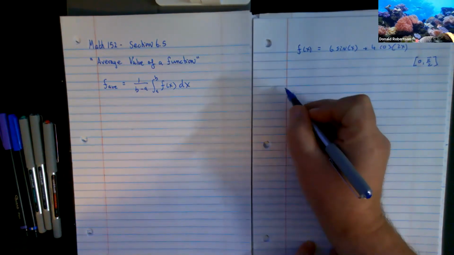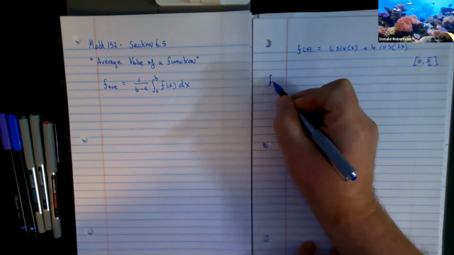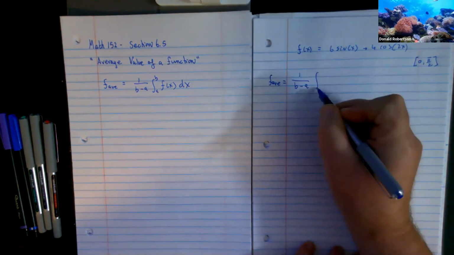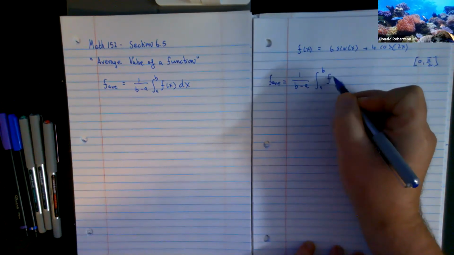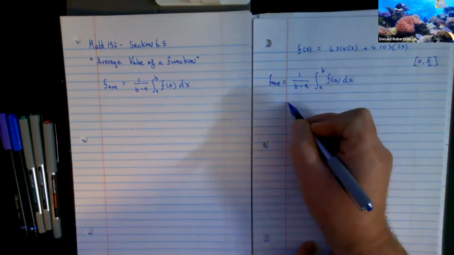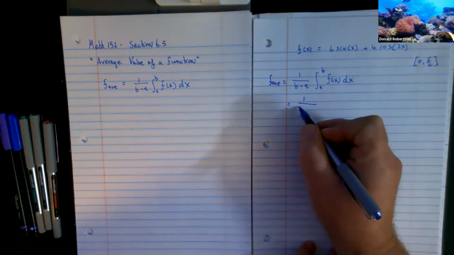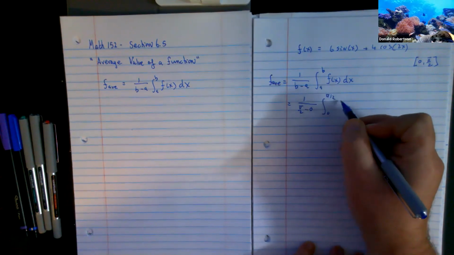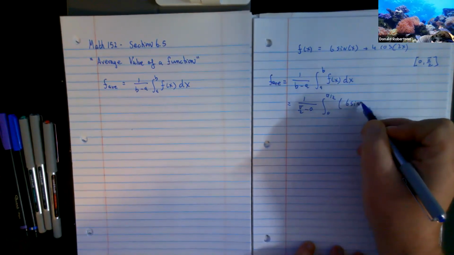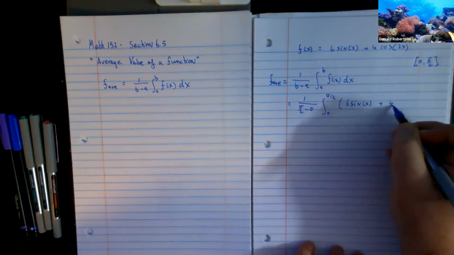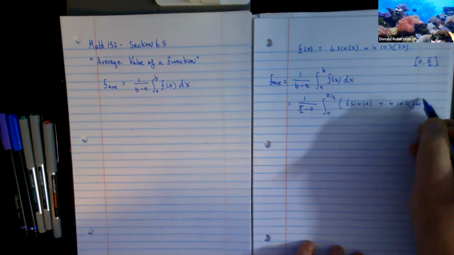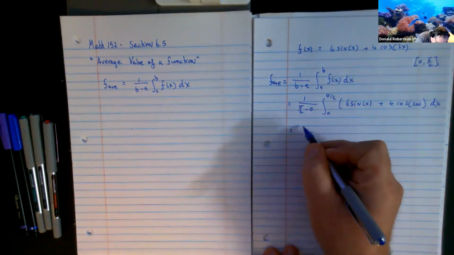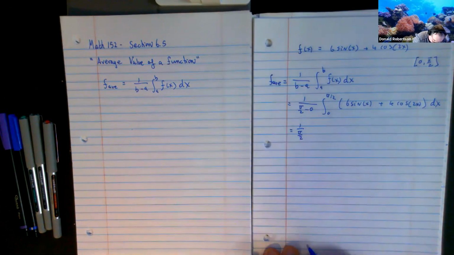So the average value of the function will be 1 over b minus a, the integral from a to b of the function. In this case, it's pi over 2 take away 0. The integral from 0 to pi upon 2 of 6 sine x plus 4 cosine 2x dx. Okay, this little guy here ends up being 1 over pi upon 2.